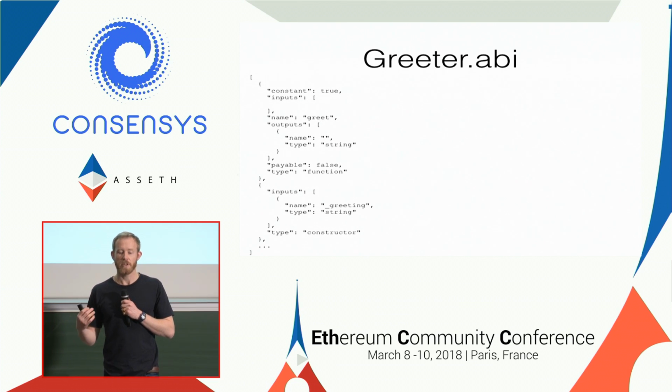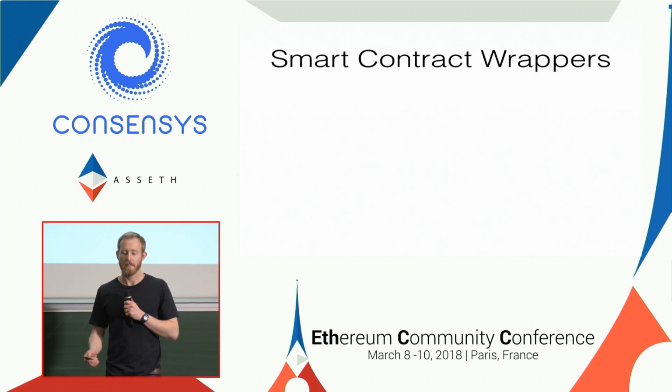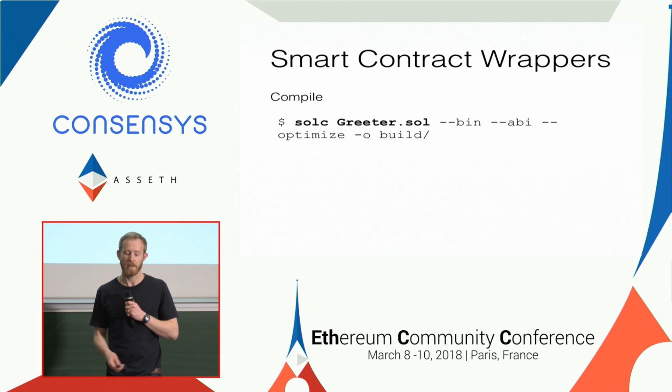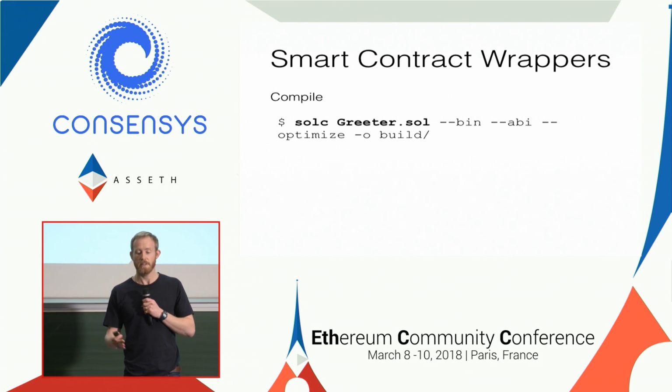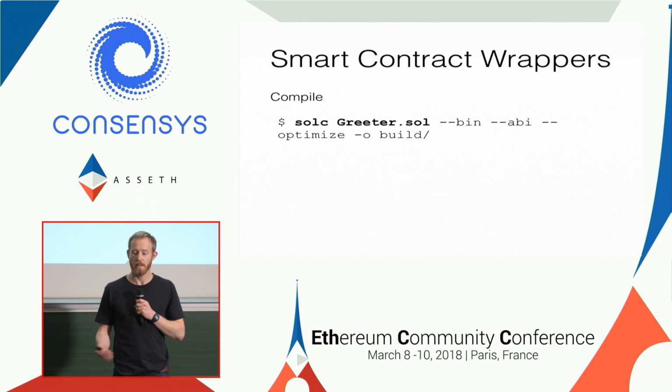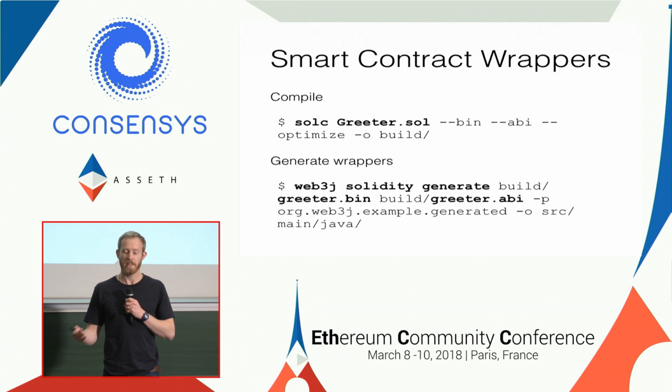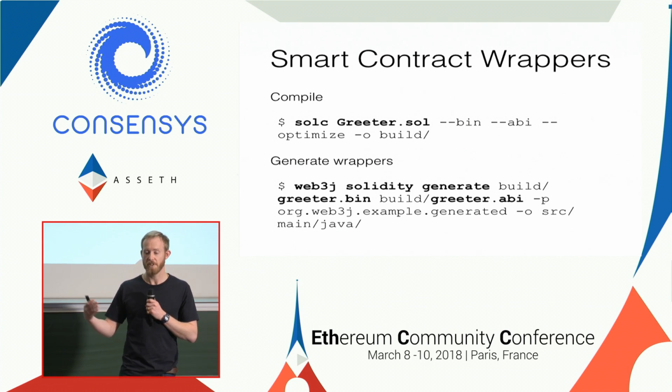So you generate an ABI file for that greeter along with the actual binary code. And so you've got those two artifacts. And then at that point, you generate your smart contract wrapper. So using Solidity, first of all, of course, you compile it. And then to generate the wrapper, you just specify this Web3j Solidity generate.